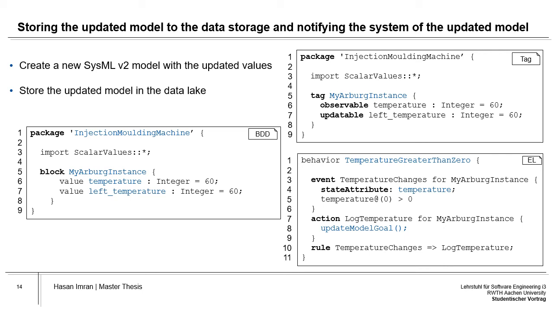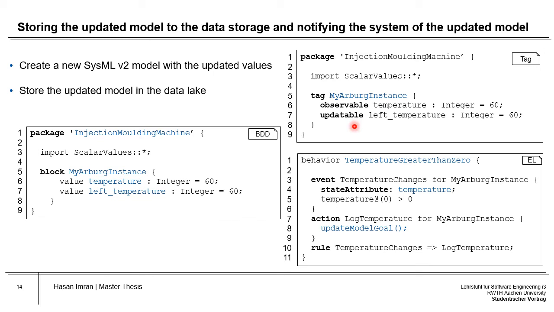What we do is, once we want to update it, we create a new SysML model and we store the updated model in the data lake. So this is the original design time model of our example. We have the same RBurg instance and we have the temperature and the left temperature.